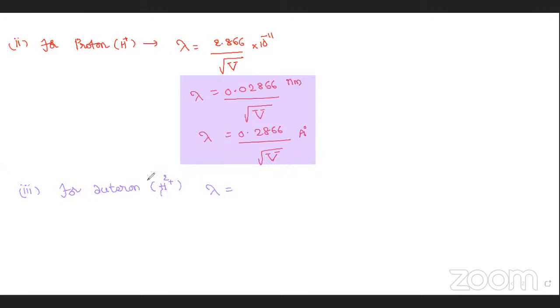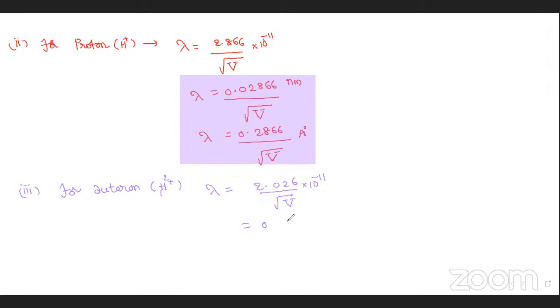Here mass is 2m, charge is 1.6. 2m means 2 into 1.67. Sir, how much did you get? 0.202 in angstrom, sir. I think you are right. I got, yeah, exactly, I got 0.2026 by root 3 into 10 power minus 11.